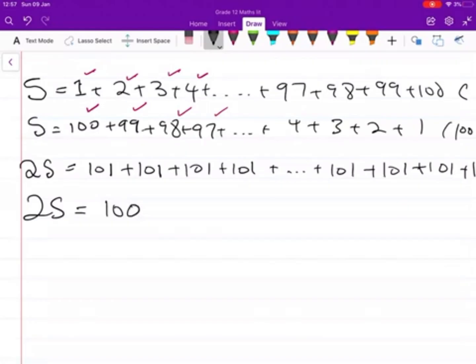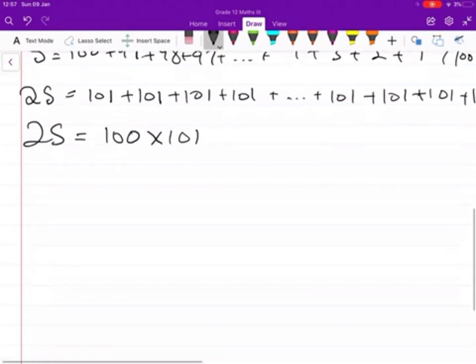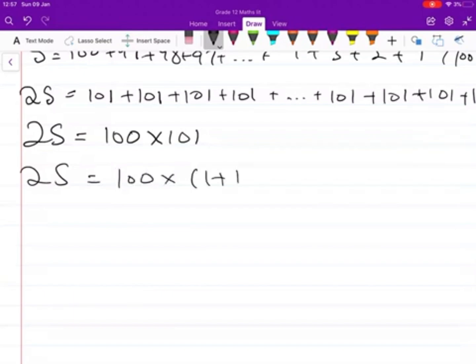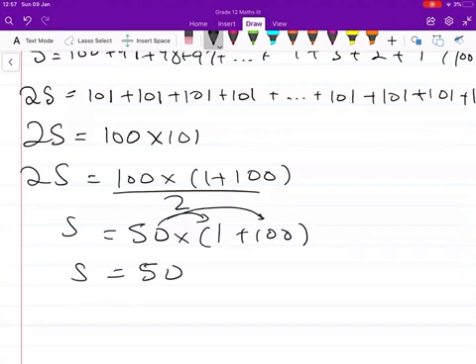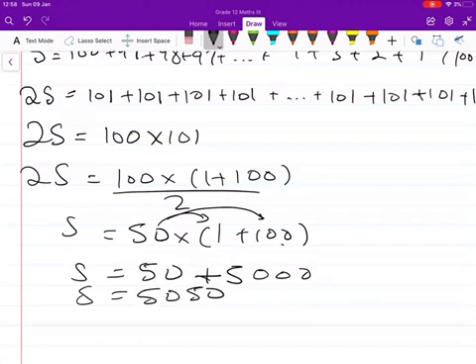That is the number of terms that are there, multiplied by the repetition, which is 101. All right, so this is 2S equals 100 times 101, but 101 is the same as 1 plus 100. Okay, divide that by 2, so this is S equals 50 times (1 plus 100). I forgot to remove the 2. Of course here this multiplied by that is 50, and 1 times 5 is 5. How many zeros are there? There are 3 zeros, so this is 5050.